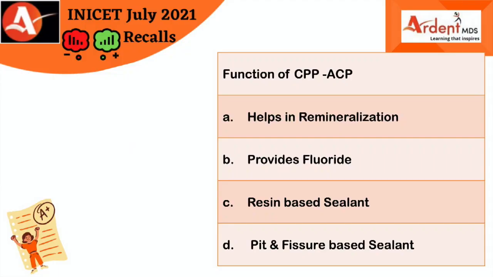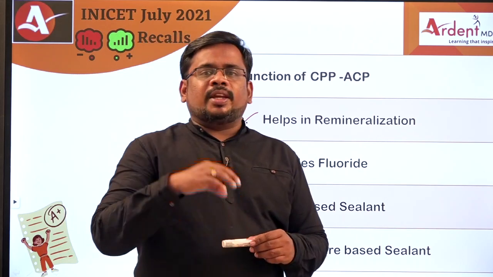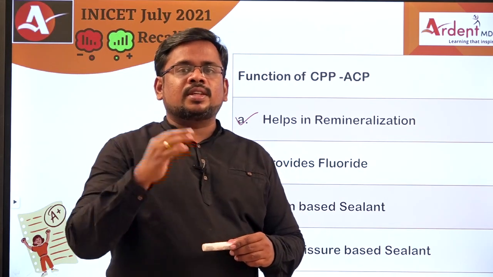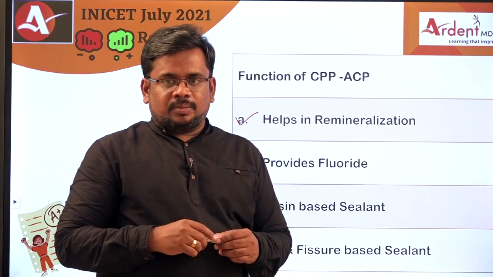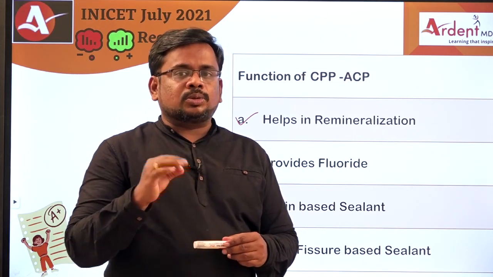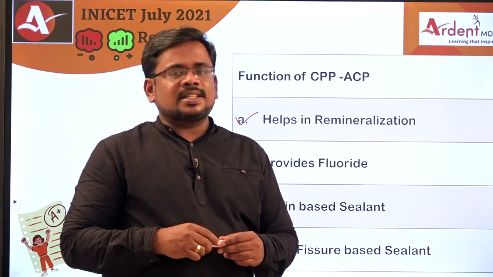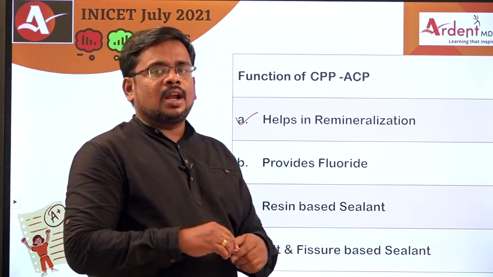The next question is about the function of CPP-ACP, that is casein phosphopeptide amorphous calcium phosphate, which acts as a remineralizing agent. Direct question, which is derived from cheese, and it is mainly used to reverse the incipient carious lesion. The trade name for CPP-ACP is GC Tooth Mousse. It is also available in GC Tooth Mousse Plus, that is CPP-ACP along with fluoride.